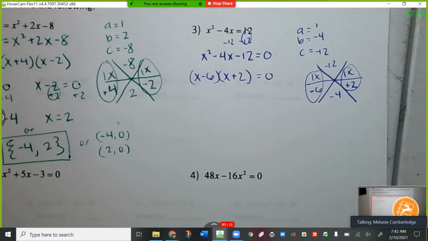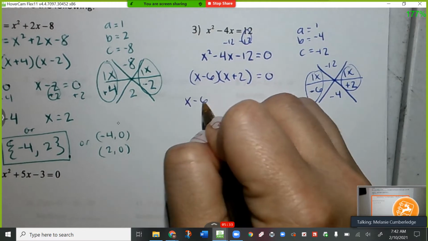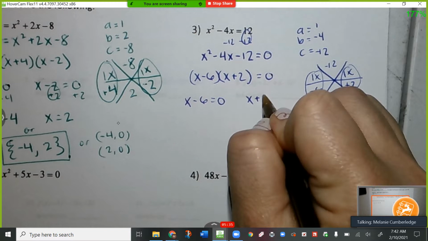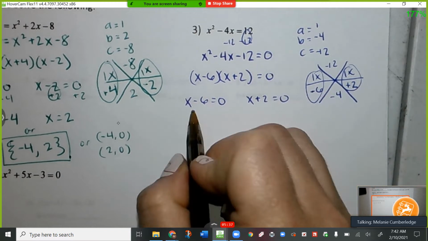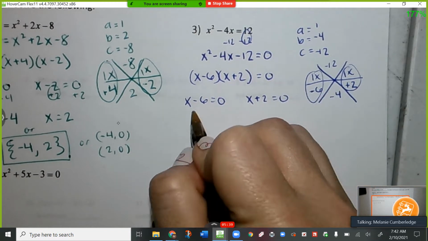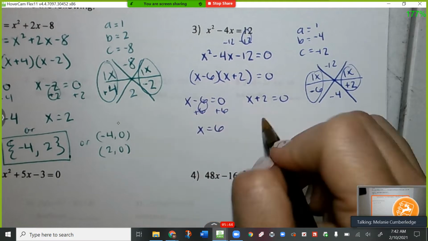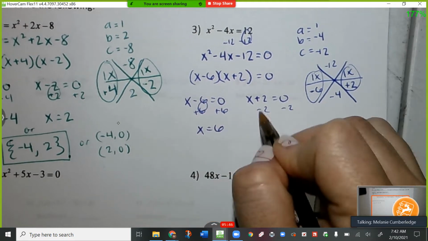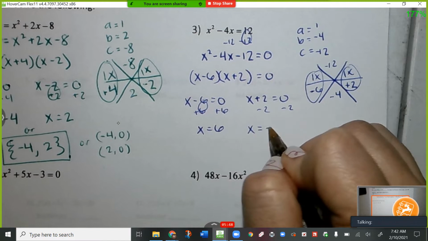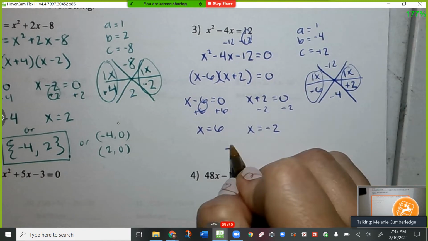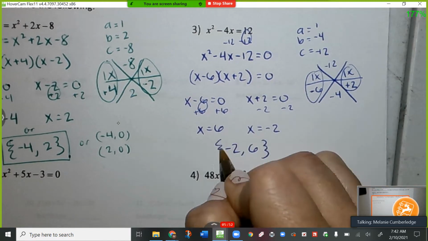So then remember we solve, so we get x minus 6 equals 0, x plus 2 equals 0. Here, how do you get rid of a negative 6? Do the opposite by adding 6. You get x equals 6. Subtract 2 because it's the opposite of adding 2. You get x equals negative 2. So my solution is negative 2, 6 inside fancy brackets.